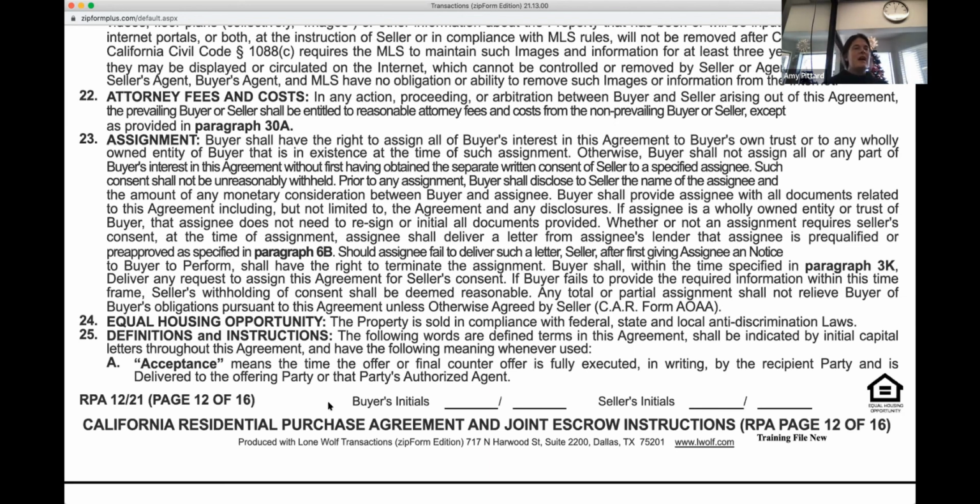It's the CAR form AOAA, assignment of agreement. And that goes if you're adding a buyer to the contract or if you're changing the buyer completely. That all falls under that AOAA. And remember that now in the grid, we have a time frame for which we have the ability to do that. You can't do it on day 30 anymore. I believe the default is 17 days.